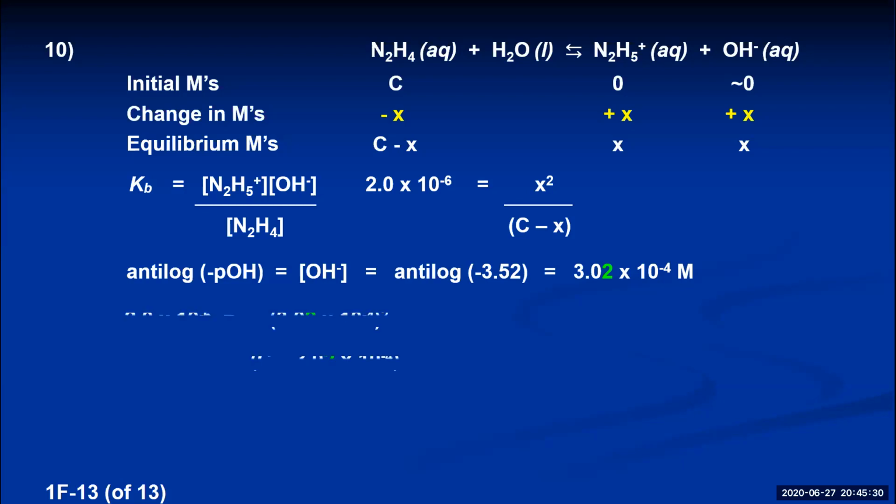So in the equation, all places where the x appears, you substitute 3.02 times 10 to the minus 4th. If you can solve this for C, that will be the initial concentration of hydrazine you would have had to start with, so that the solution winds up with a pOH of 3.52, and that turns out to be 0.046 molar.